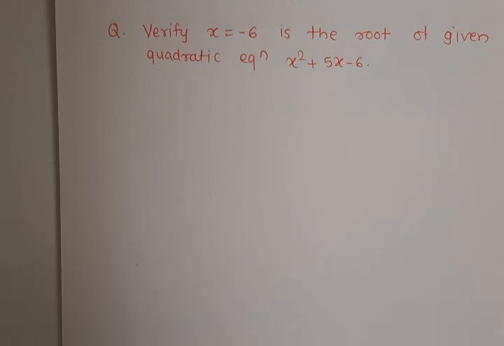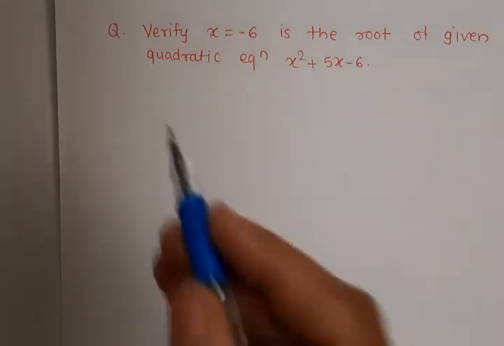Verify x equals to minus 6 is the root of given quadratic equation x square plus 5x minus 6. Already I told the meaning of root. Root means the value of variable which satisfy the equation. Satisfy the equation means for that value, if the answer of equation is equals to 0, then this value is root of the equation. Now see the solution.